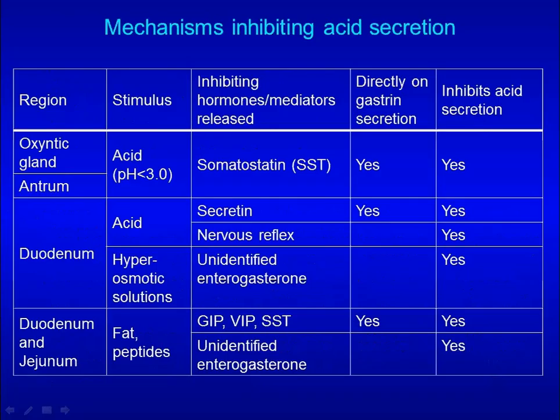Mechanisms that inhibit acid secretion are summarized in this table. Please note that hormones have a direct effect on both gastrin release and acid secretion, while nervous reflex has direct effects only on acid secretion.